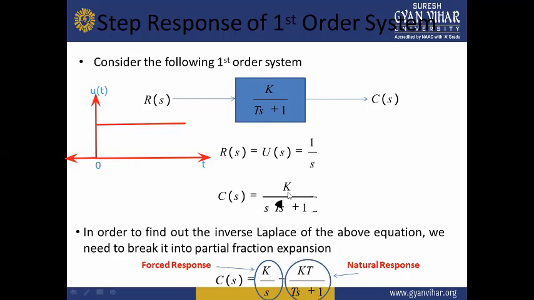Now in order to find the inverse Laplace of the above equation, we need to break it into partial fraction expansions. Once it has been broken down, it gives two components, one is a forced response and one is the natural response. So the response C(s) is equal to K upon S minus KT upon (TS plus 1). This first term is your forced response and the second term is called the natural response.